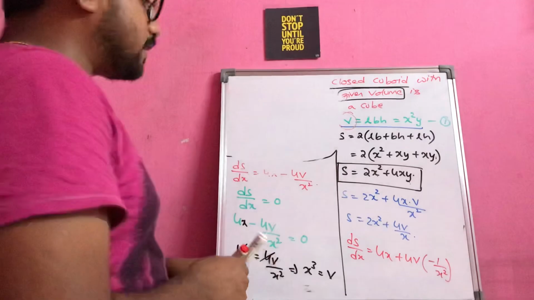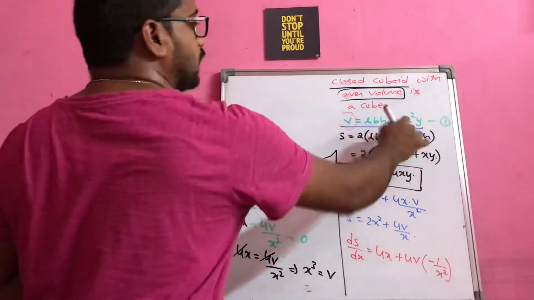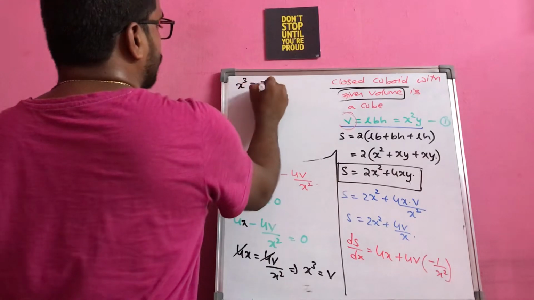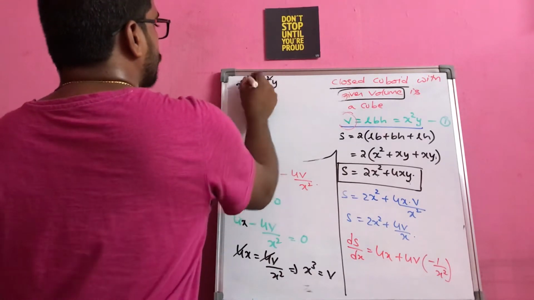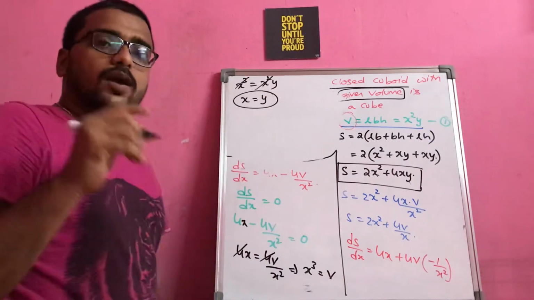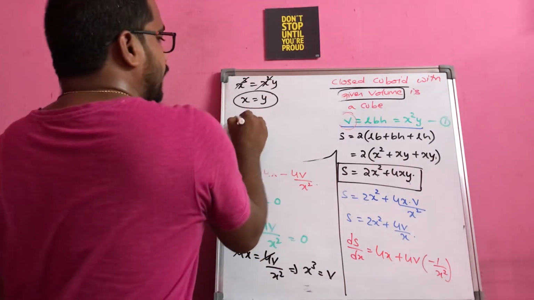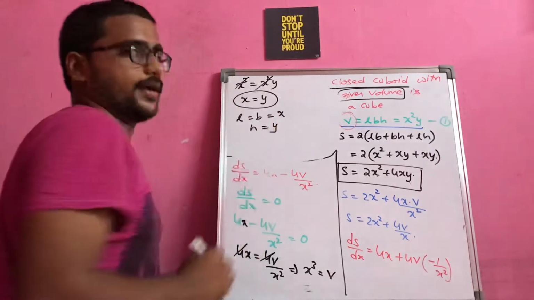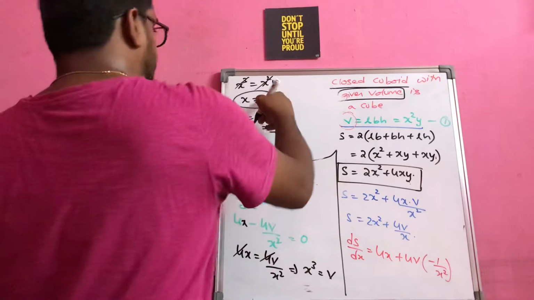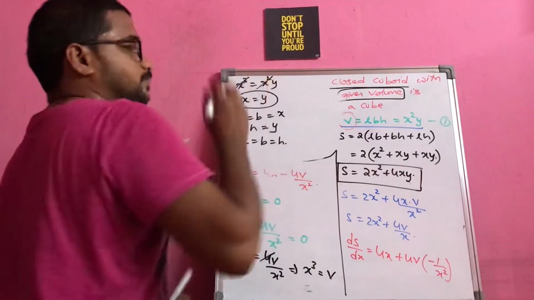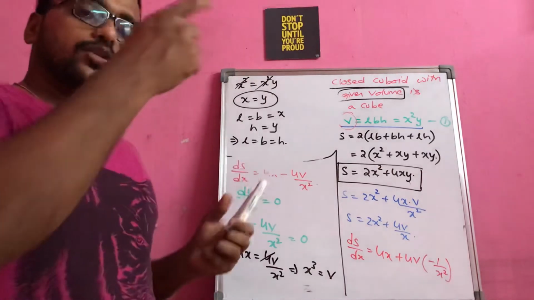x cube is equal to v, but we have v is equal to x square h. So I will go for that substitution. x cube is equal to x square into y. So I will be getting x is equal to y. So that means what happened now? Even l is equal to b is equal to x we are having, h is equal to y we are having. But if you just observe, x is equal to y means therefore l is equal to b is equal to h.